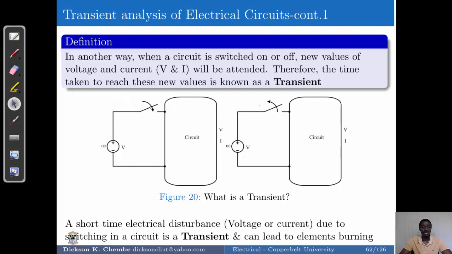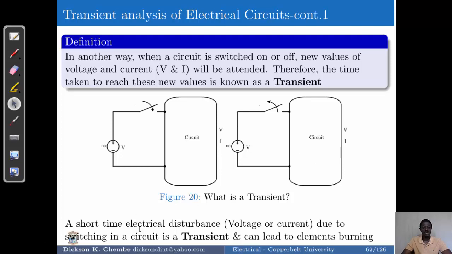In most cases, like we mentioned, if we have a DC circuit, we'll have a transient due to switching. That is, if you switch on, then the values of voltages and currents have to stabilize into a steady state. Or if you switch off a system that was already operating and cut off the circuit, then also the new values of voltage and current have to be obtained, what we call a steady state situation.